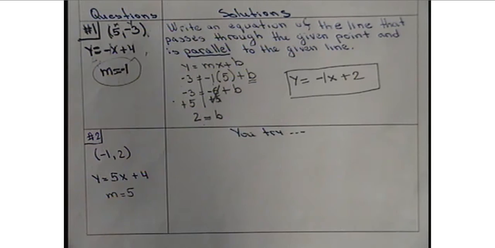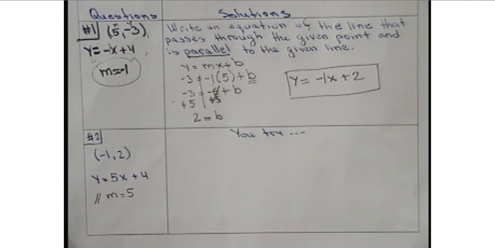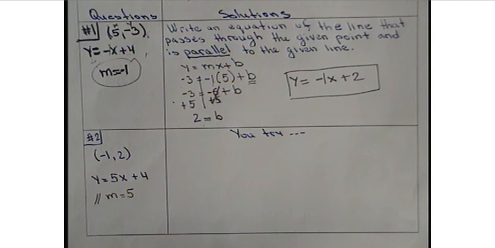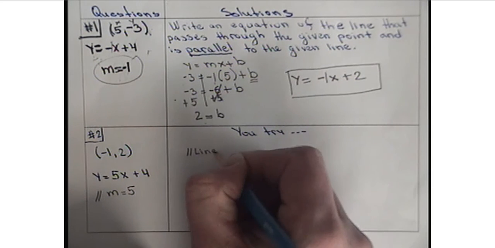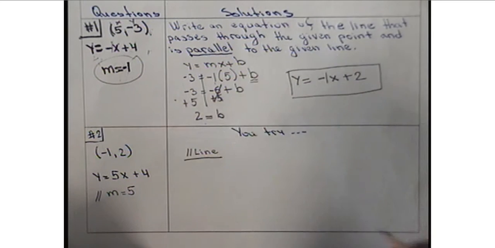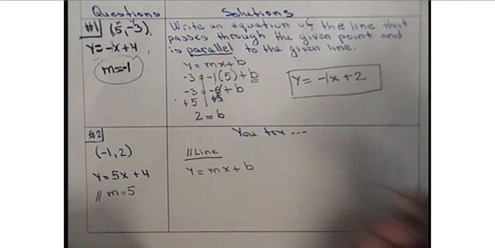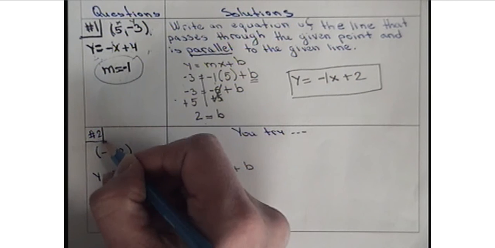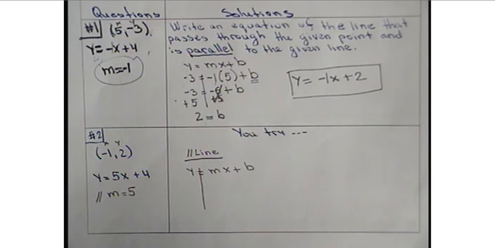And because we are talking about parallel lines, definitely we're going to use the same exact slope. So the parallel line for this equation will be y equals mx plus b. Again, this is your x, this is your y. Go ahead, substitute please with the right numbers and complete the example on your own.